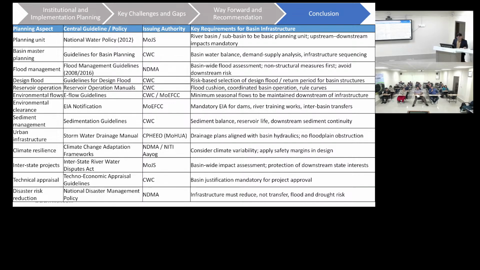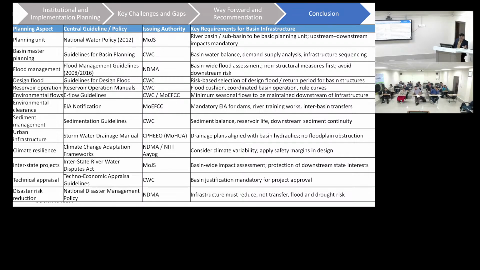Urban infrastructure: like in Guwahati, GMDA is the agency responsible for designing the stormwater drains for the Guwahati city. Then you should refer to the Ministry of Housing and Urban Affairs CPHO manual. They have given everything in the manual for designing the stormwater drain for a city. Okay. Then climate resilience: NDMA and Niti Aayog are the agencies. For interstate projects, Ministry of Jal Shakti, again the Central Water Commission, for interstate water disputes and all.